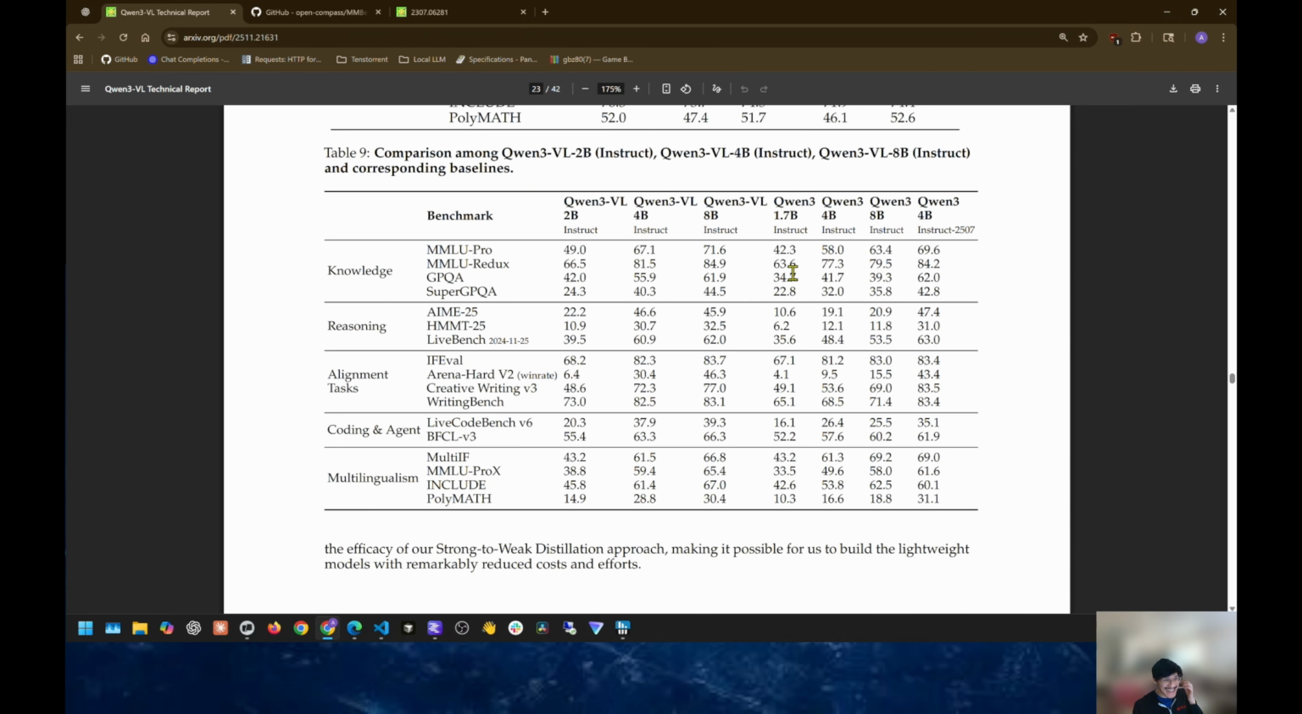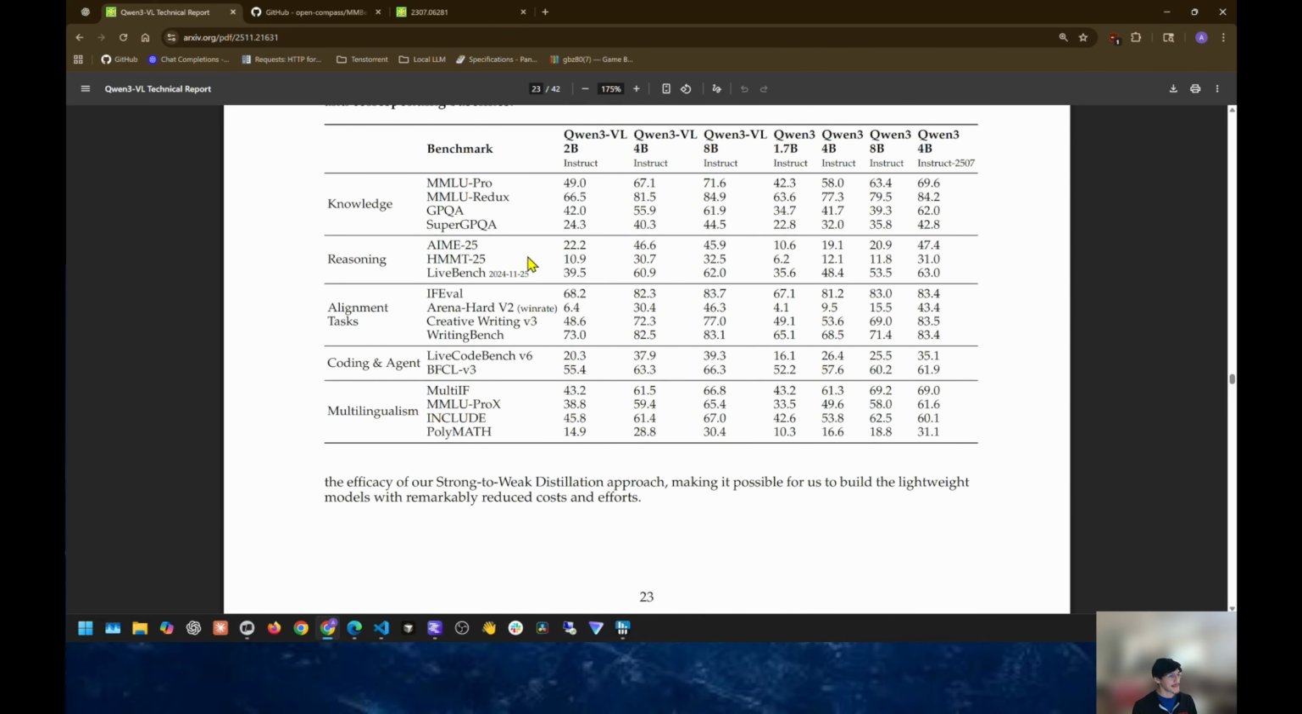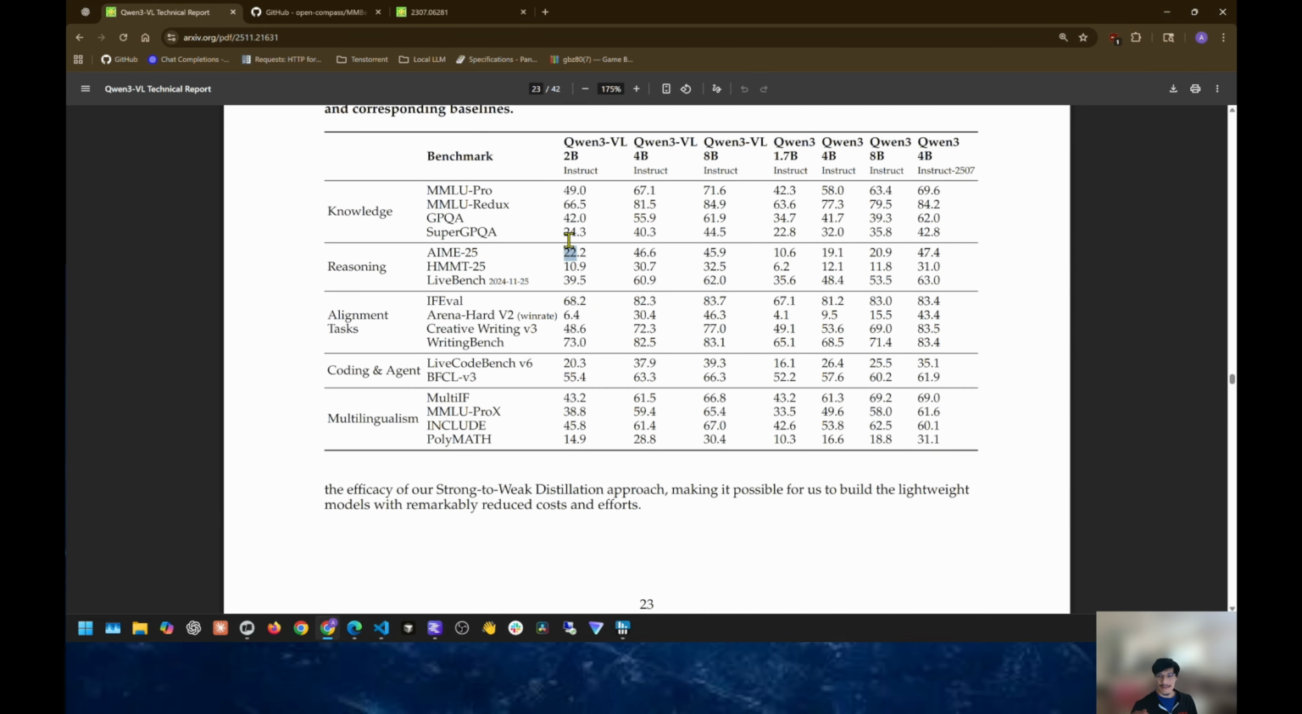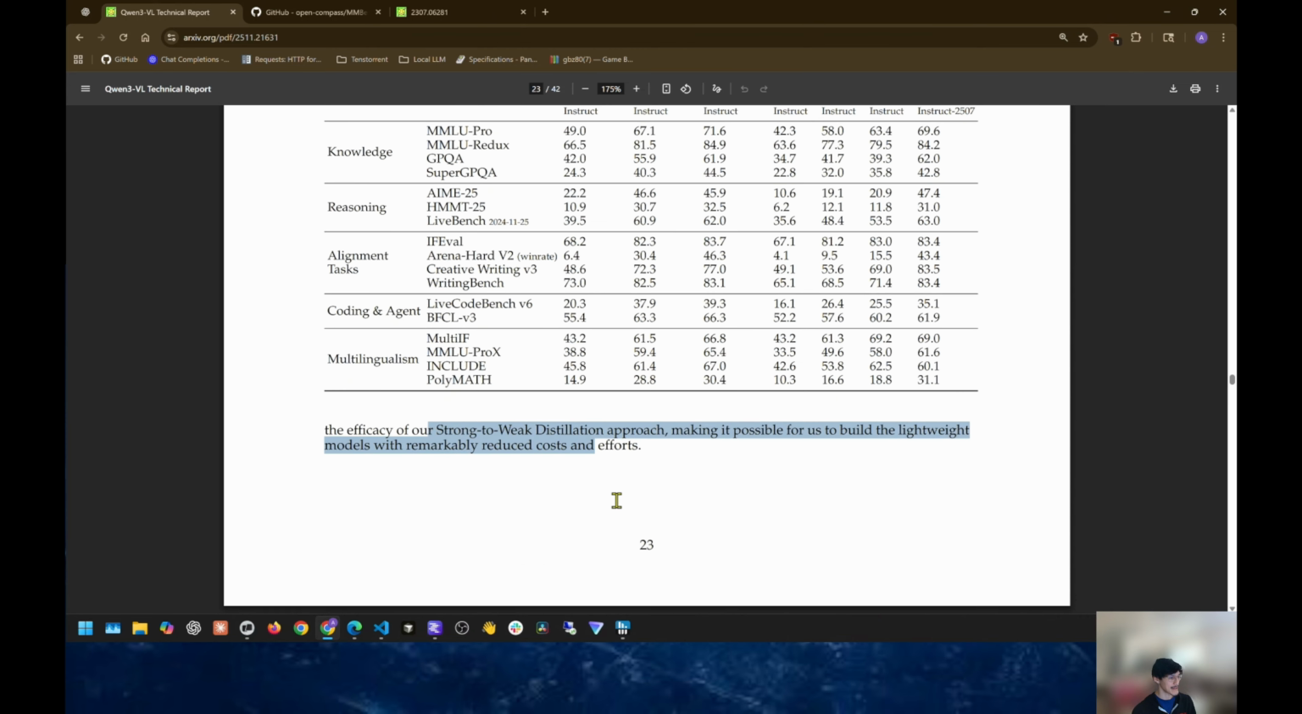So again, they're all not too different from each other, so it's very compelling to use. The Qwen3 architecture in general seems to be very good. Except, I think at a certain point you just fall off in intelligence after a certain number of parameters. 2B is really just a 1.7B with the vision encoder on top of it in total. Anyway, these results demonstrate the efficacy of our strong-to-weak distillation approach, making it possible for us to build lightweight models with remarkably reduced cost and effort.